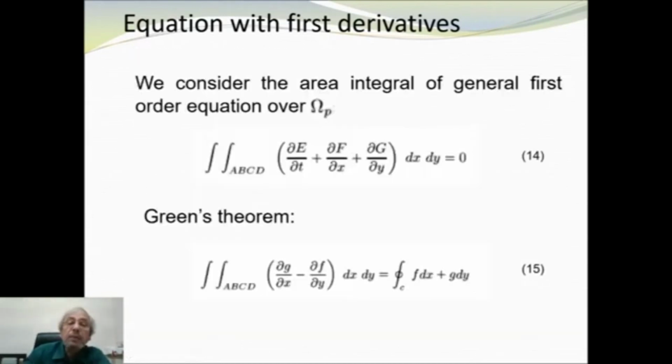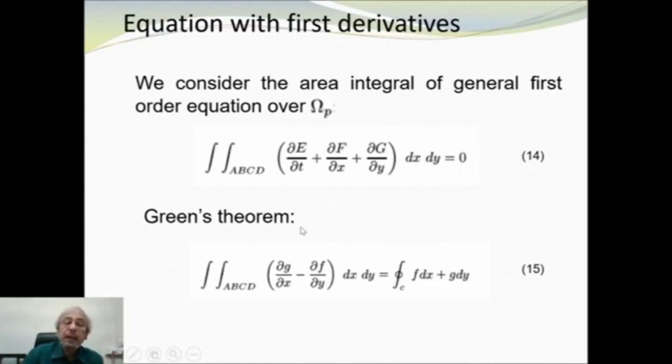And now we will try to integrate this equation del E del t plus del f del x plus del g del y over a domain. Domain may be the elementary control volume given by quadrilateral, given by ABCD, and integration will be done in this manner, equation 14.